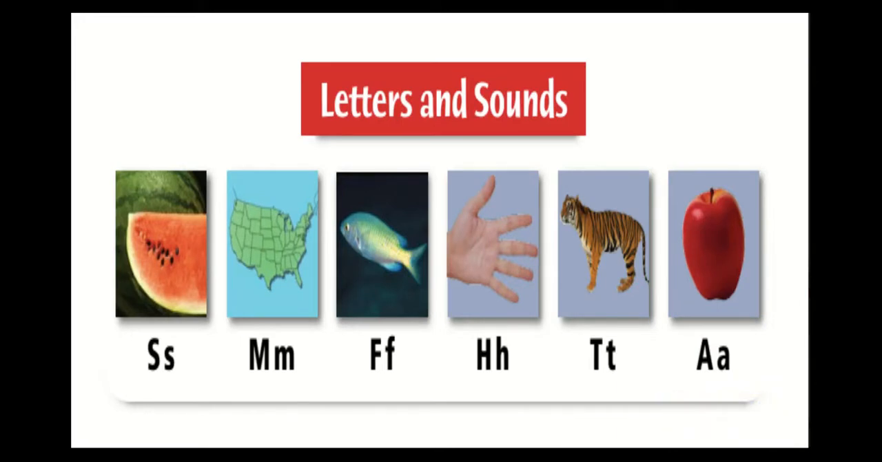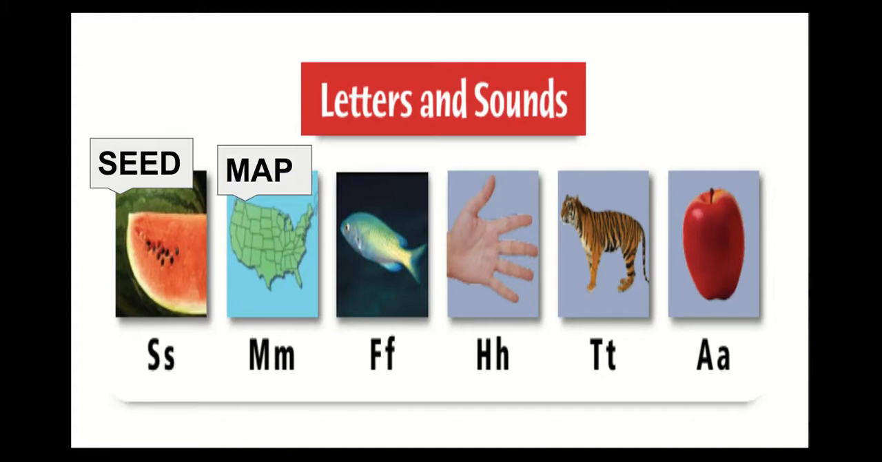The first picture here with the letter S is of a seed. The little black dots, those are seeds. Repeat after me, seed. Seed. Interesting thing, in this word we have the vowel E, and when you have two E's together, it says its name, E. The next word we have is map. You might notice the shape is the United States, but the fact that it's drawn this way to show borders makes it a map.